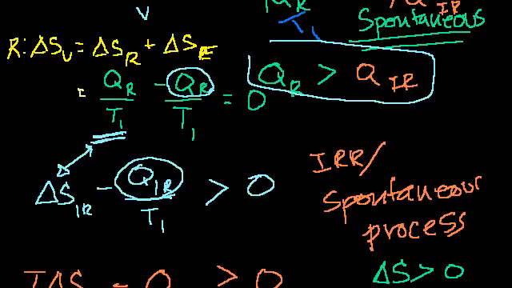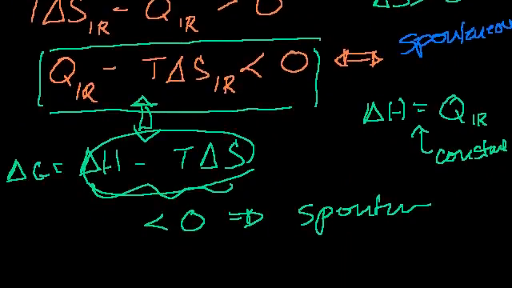So hopefully that gives you a sense of how you can get to the Gibbs free energy formula and how it derives spontaneous reactions from just our basic understanding of what reversible and irreversible processes are and how they relate to entropy, heat exchange, and enthalpy.